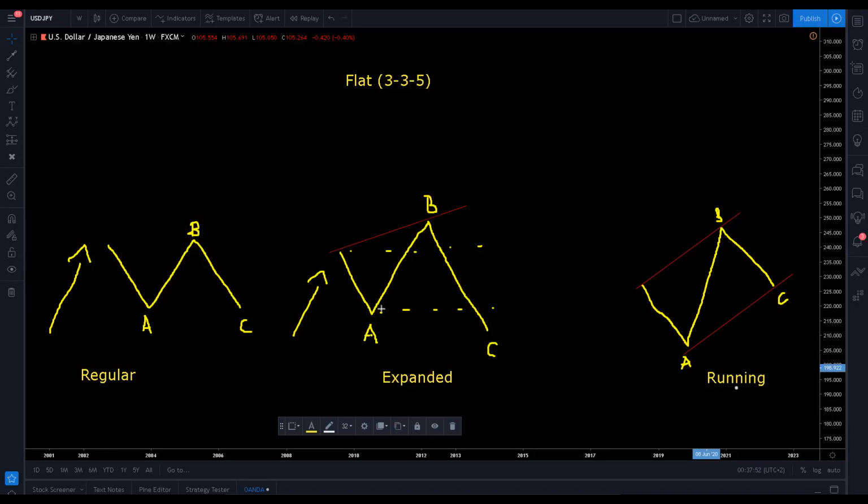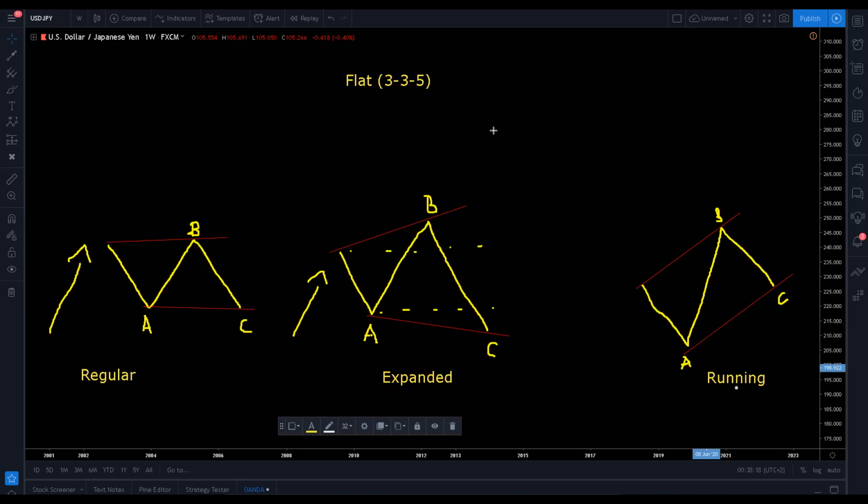And that is how you're going to be drawing your trend lines when you are looking to take a trade. So it's your regular flat, your expanded flat, and your running flat. The characteristics of a running flat is that wave B is higher than the beginning of wave A, and then wave C is higher than wave A.